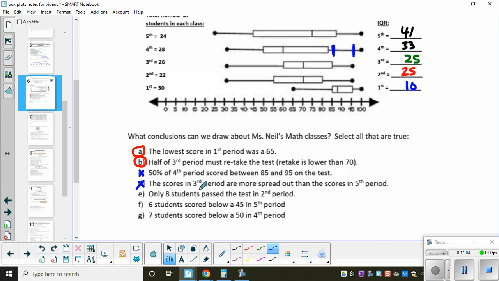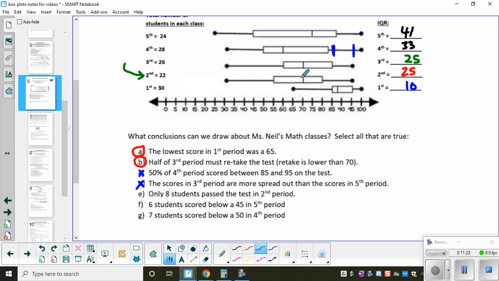All right, only 8 students passed the test in second period. So this is a good question. If we're looking at second period right here, where there's 22 students, it says only 8 of them passed the test. Now, we already talked about passing and failing kind of being above or below the 70.